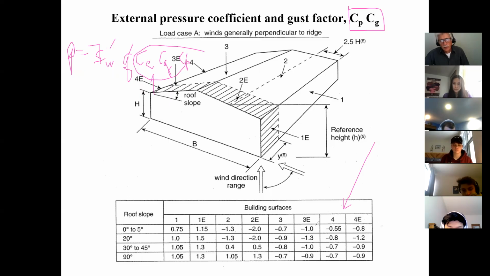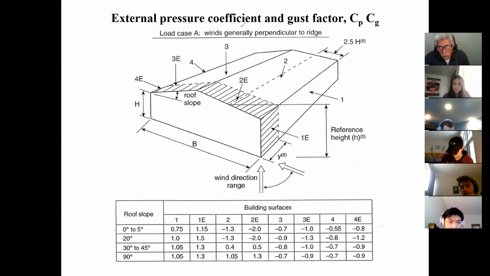That's number one. I want you to understand. Is that clear to everybody what I just said? So this here in the equation comes from here. Number two, what I want you to realize is this is load case number A. What is load case number A? Winds generally parallel to the ridge. Who doesn't know what the ridge is? Don't be shy, guys. Now's the time to ask. Can you please explain what the ridge is?